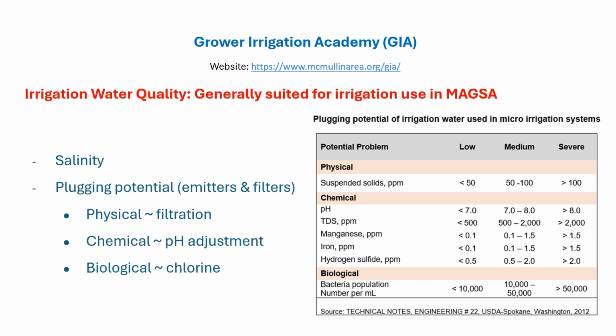According to the MAGSA Groundwater Sustainability Plan, groundwater quality in MAGSA is generally well suited for irrigation and domestic use, although groundwater issues may exist in localized areas within the agency, including chloride, nitrate, and salinity. Irrigation water quality is vital for two main reasons: salinity and the clogging of micro-irrigation equipment.